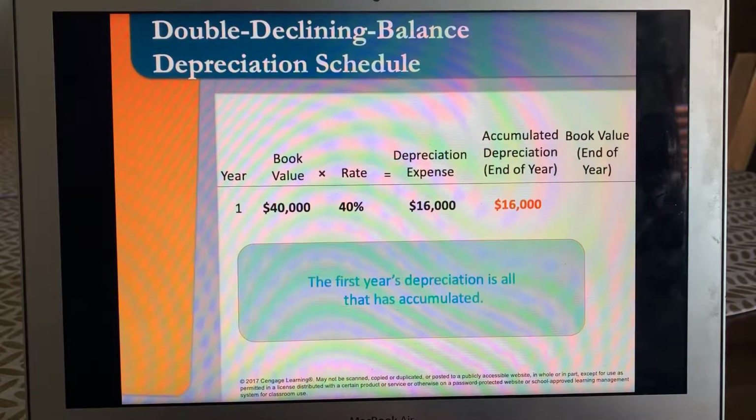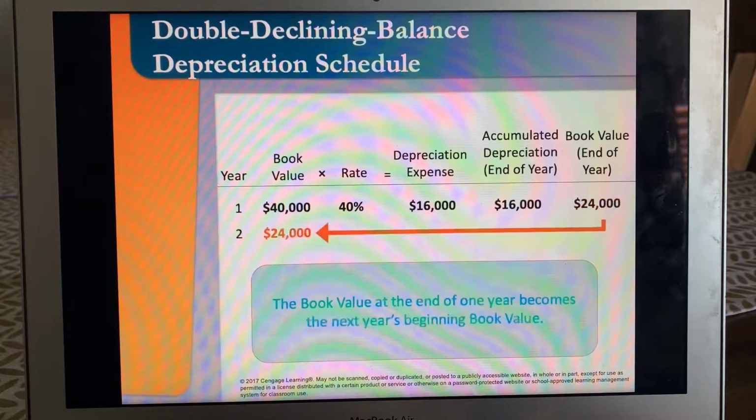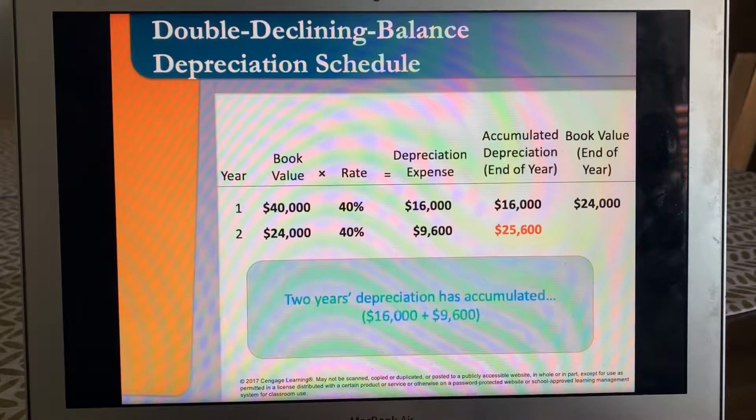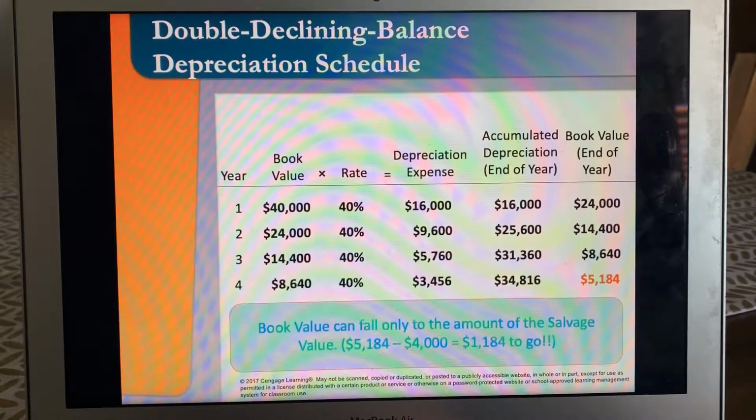So we take that 16,000 away from the 40,000 and we get 24,000. So that 24,000 is our book value times 40%. Again, 9,600. So our accumulated depreciation will be 25,600. And then we take that away. So 14,400 is our book value at that point. And here's years 3 and 4.